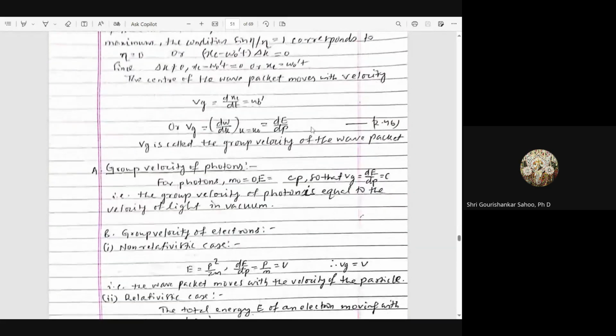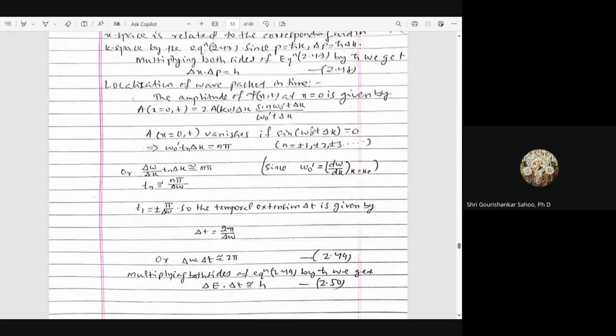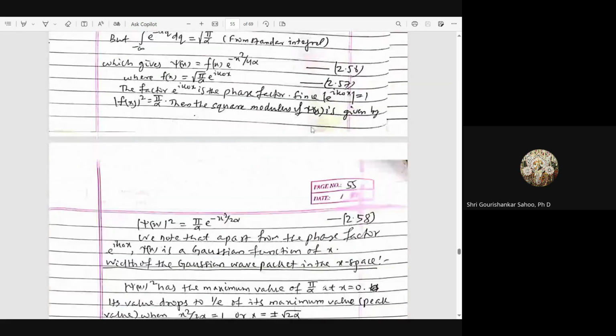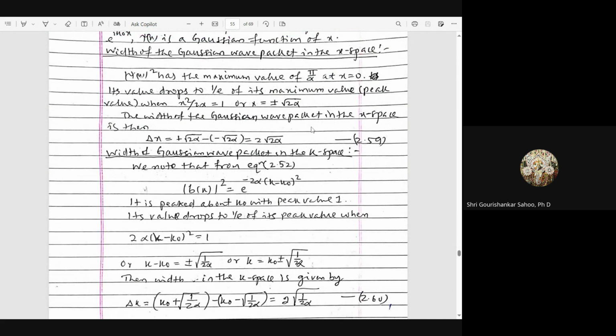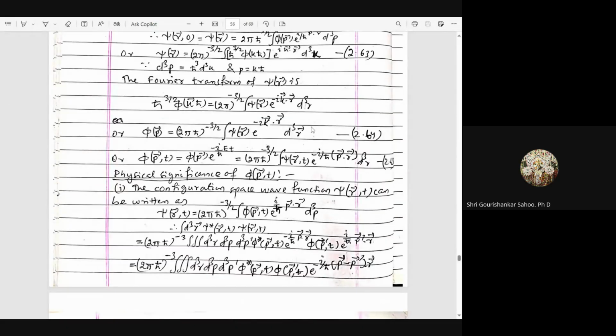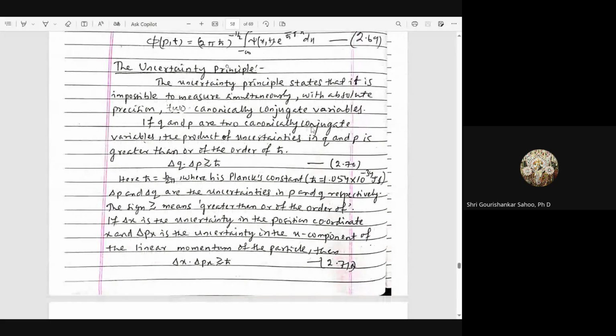Then group velocity of photon from the expression. Gaussian wave packet, psi is equal to the integral from minus infinity to infinity of b, which is a function of k, e to the power i(kx minus omega t) dk. And the width of the Gaussian packet in x space and in k space: del x is equal to 2 root over 2 alpha, and del k is equal to 2 root over 1 by 2 alpha, and the derivation is shown here. Momentum space wave function, physical significance of phi, expectation value of p, uncertainty principle.